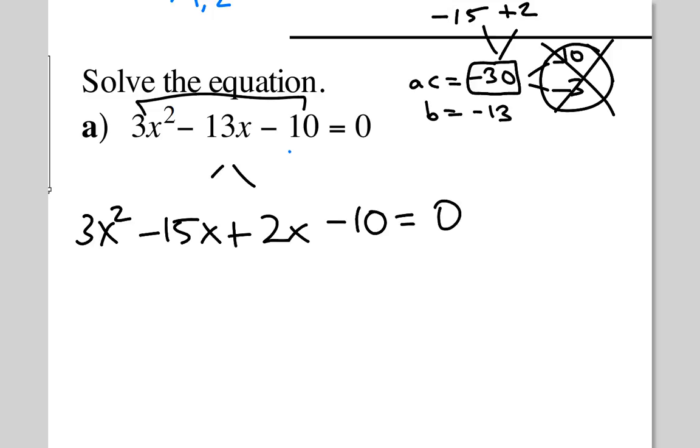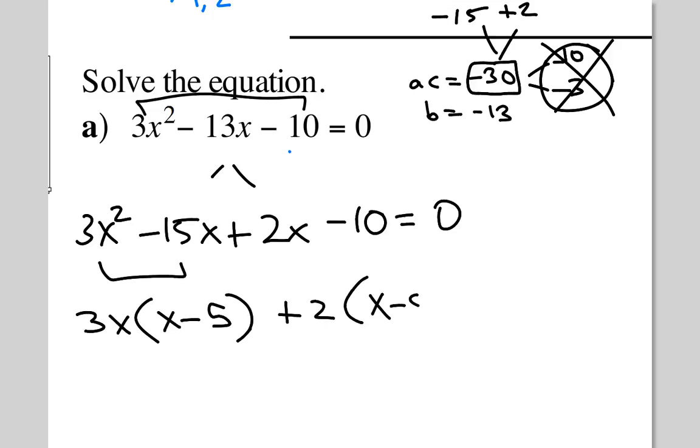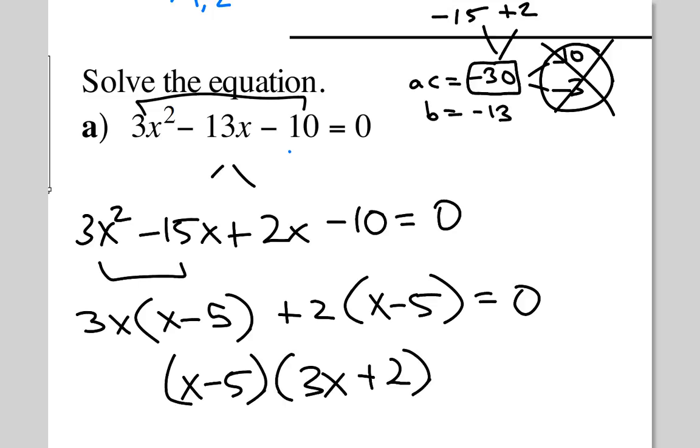Throw them in groups. Coming out of the first group is 3x, you get x minus 5. Take out a positive 2, you get x minus 5. Take out the common binomial, x minus 5, you have 3x plus 2. And then finish it off.